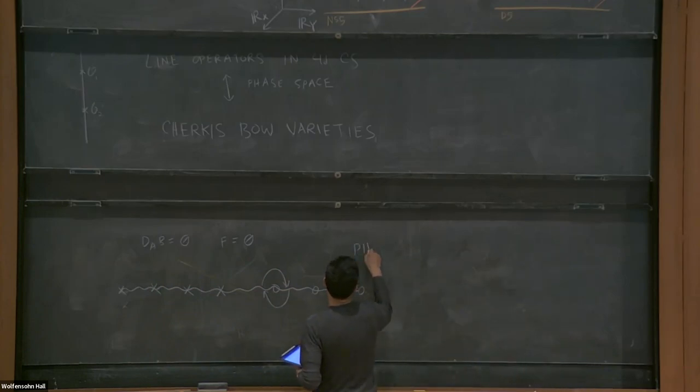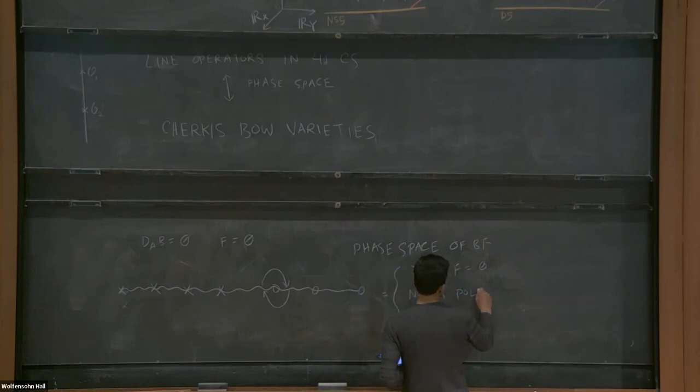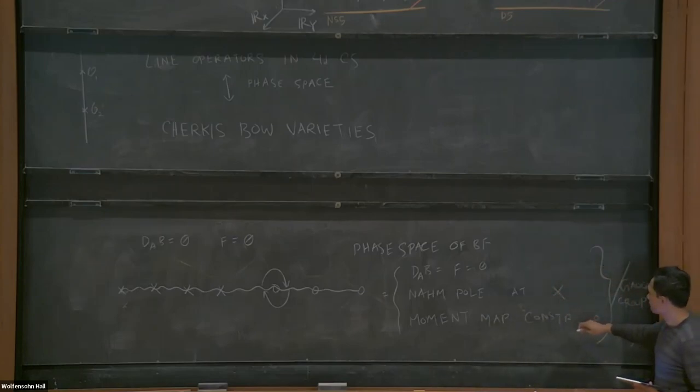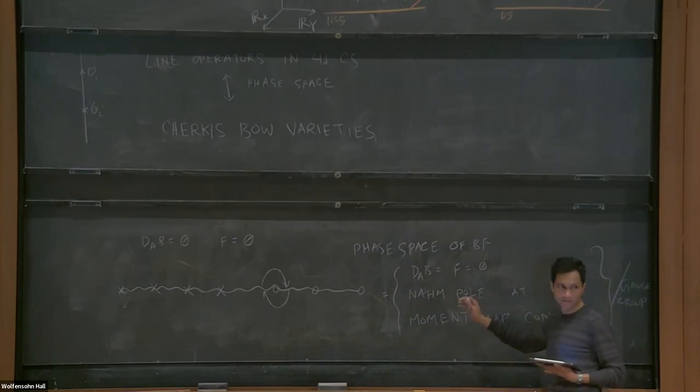So the phase space of the BF theory is the space of solutions to dB + A∧B = F = 0, with a pole added at each D5 interface, and moment map constraints at each NS5 interface, quotiented by the gauge group. I'm skipping some details. There are some D5 interfaces that interface between gauge theories of the same gauge group. There we don't have a pole, we have an extra moment map constraint.